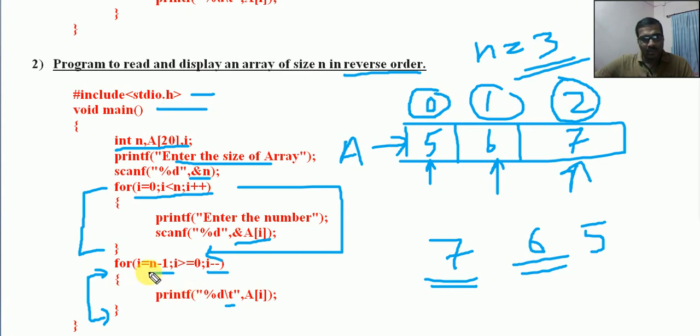Now i is equal to 0. Is i greater than or equal to 0? That is also true. i-- (decrement). Wait here. According to this condition, it will enter into the loop.